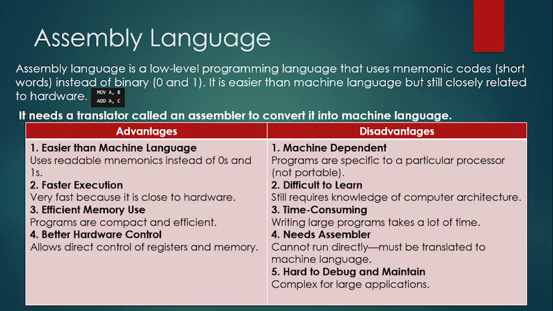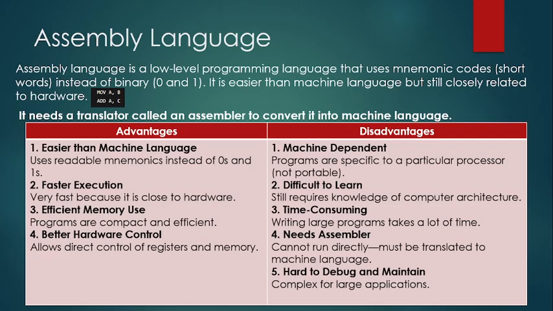So what are the advantages of assembly language? The first advantage is that it is easier than machine language. It uses readable mnemonics instead of zeros and ones. Assembly language also has faster execution, very fast because it is close to hardware. The third one is efficient memory use, and the fourth one is better hardware control. So what are the disadvantages of assembly language? The first disadvantage is that it is machine dependent and difficult to learn. It is also time consuming because writing large programs takes a lot of time.